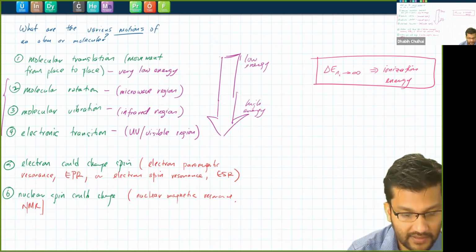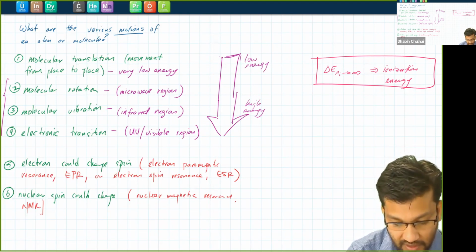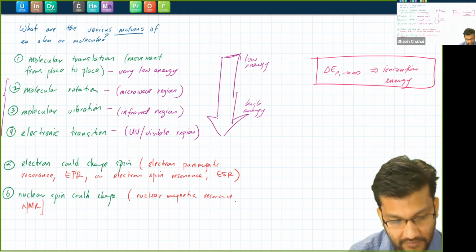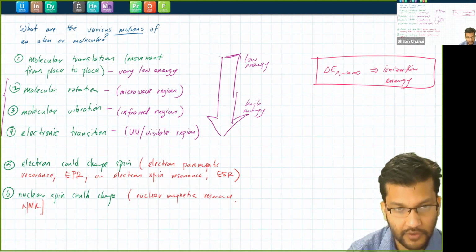Any questions about any of those? No. So the next time we meet, we're going to talk about molecular rotation, then following that, molecular vibration, and so on and so forth.